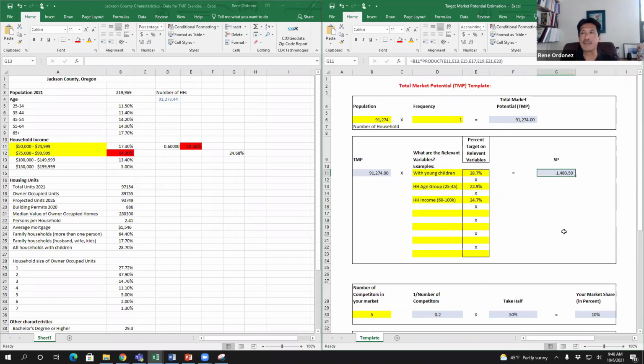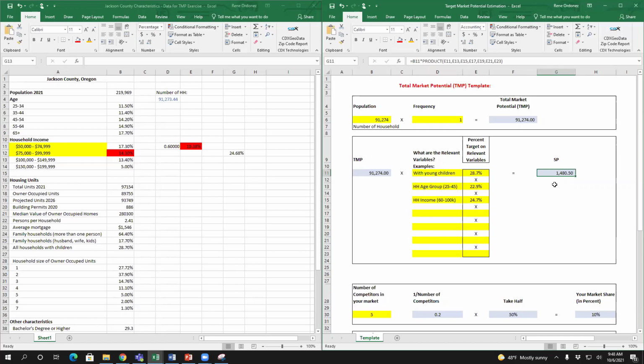Go back to this number. What does this number represent at this point? The number of households that are in the market, in this group here, right? Question, will all these households build new homes this year? No. Okay, so that tells us that this is a number that needs to be reduced further.